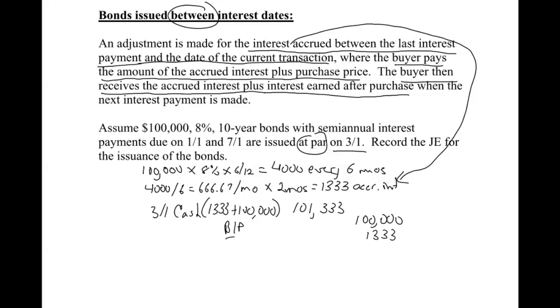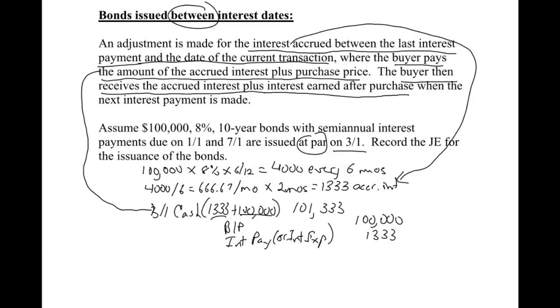And your book, I believe, shows that you can do interest payable or interest expense. I typically just do interest payable. But if you want to say it this way or interest expense, I'll show you both ways to recover after you do it that way. So notice up here, the amount of the accrued interest, that line right there, is that debit to cash. The buyer pays the amount of the accrued interest, $1333, plus the purchase price, $100,000. So that's taking care of that first sentence up there.